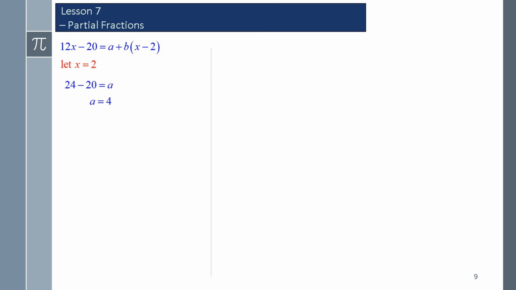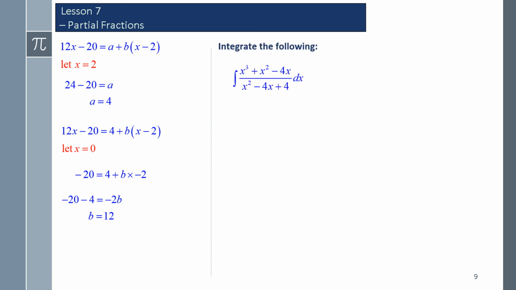Letting x equal 2, we now have 24 take 20 equals a. We've now found a. To find b, let's let x equal 0. Letting x equal 0, we now have negative 20 equals 4 plus negative 2b. Rearranging, we can find that b equals 12. Hence, this initial integral we had can be rewritten as x plus 5 plus 4 over x take 2 to the power of 2 plus 12 over x take 2 dx.